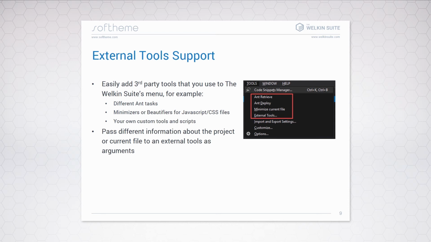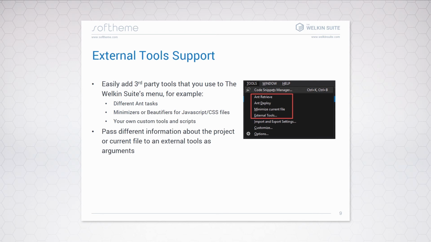Yeah, we really like to do such surprises when we can, so this time we were able to do this surprise, and I'm really happy about it. And I'll describe this in some more detail. So the main thing: you can now add your external third-party tools which you are using in your development process to the Welkin Suite's main menu. For example, this can be different tasks, like retrieve, deploy, or something else.